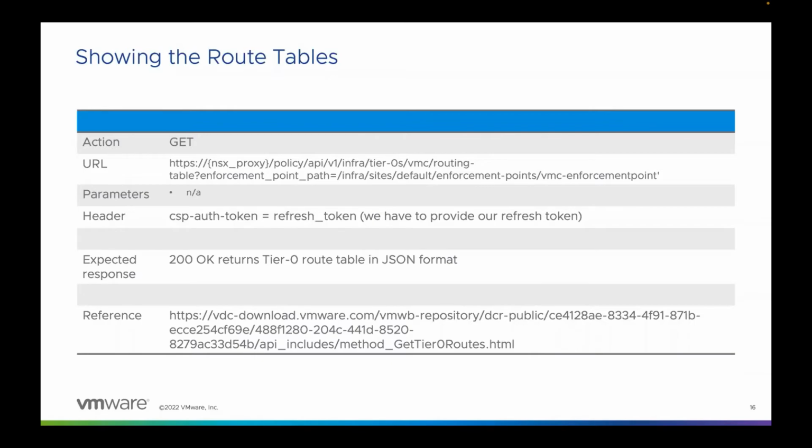We're just going to use that refresh token as part of our CSP auth token. And then hopefully if everything goes well, we're going to get that 200 back. And this time we're going to get back JSON with all the T0 routes. And what you're going to see throughout this example is that these T0 routes are going to come in JSON, and formatting that and finding interesting ways to sort and display that data is actually going to be really useful for ease of use and ease of reading down the road when we're troubleshooting.